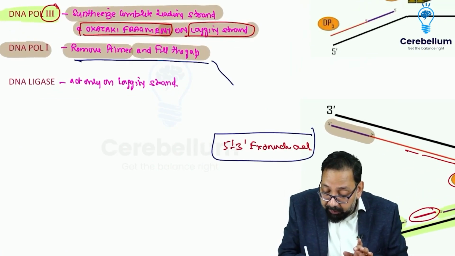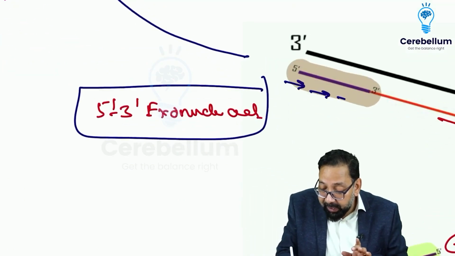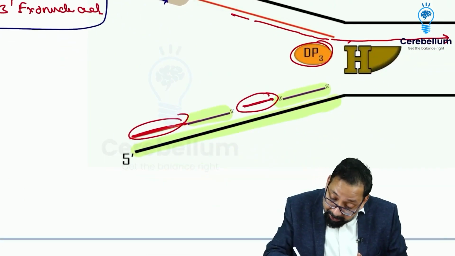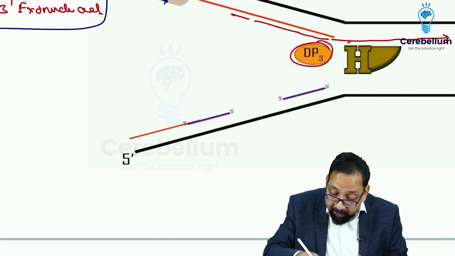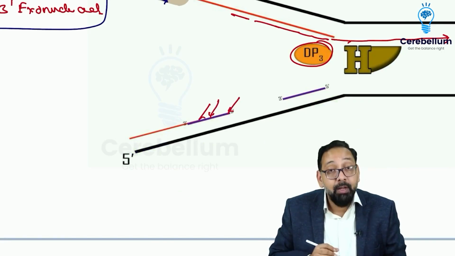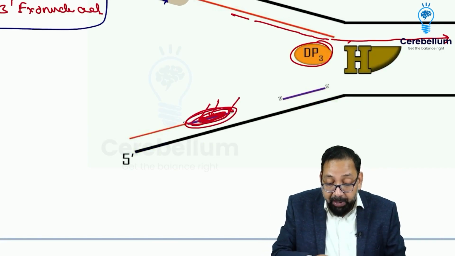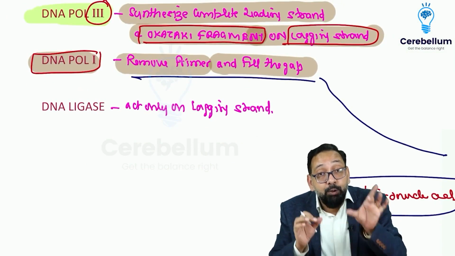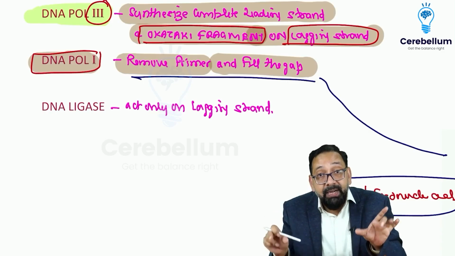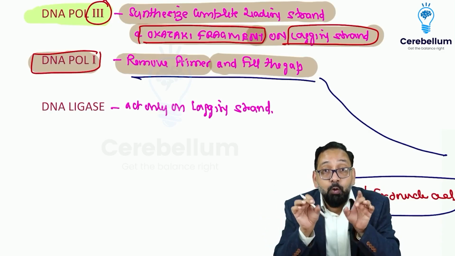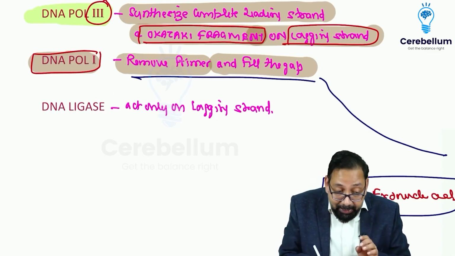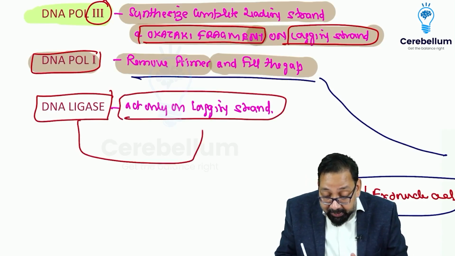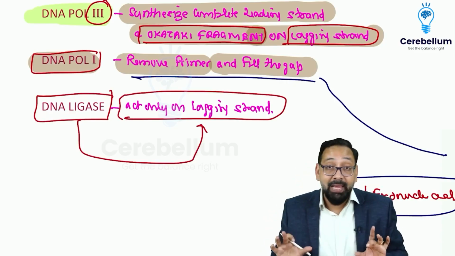DNA polymerase 1 will come and remove the primer in this direction, 5 to 3 exonuclease activity. So on the lagging strand, the primer will be removed by DNA polymerase 1 from 5 to 3 end, and this gap will be produced. This gap is filled by DNA polymerase 1 itself. Now, on the lagging strand, you made Okazaki fragments, then a new fragment, another Okazaki fragment. These are joined by DNA ligase. Mnemonic: ligase acts only on the lagging strand.